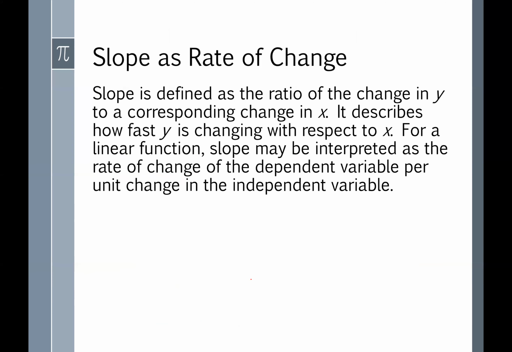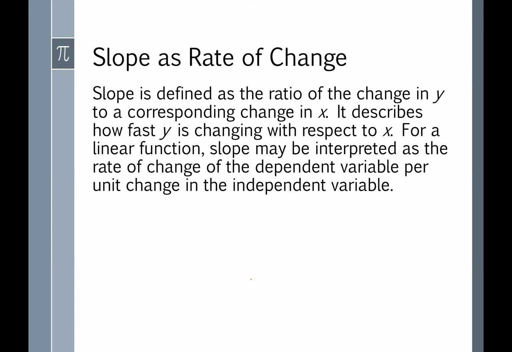All righty. Rate of change. And there are people who think this is the most important part of college algebra, right here, this little topic. Slope is defined as the ratio, meaning a fraction, a division, of the change in y to a corresponding change in x. So it's the change in y divided by the change in x. It's a ratio of those two things. It describes how fast y is changing with respect to x.